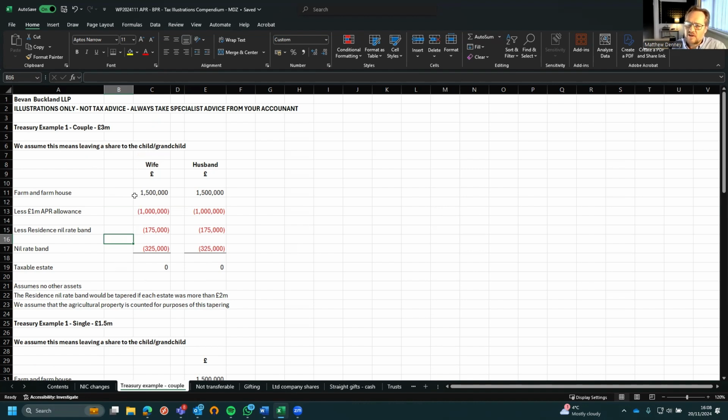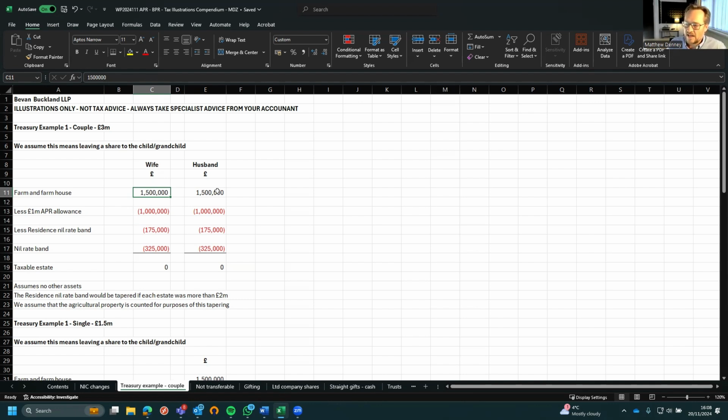And by the very nature of having something else, the likelihood is these would be tapered down. But we'll come on to that. Let's just explain what Rachel Reeves's take on this is, that if you have a husband and wife who happen to have a farm and farmhouse with a total value of 3 million, and they own that jointly, it's no good if one owns it.